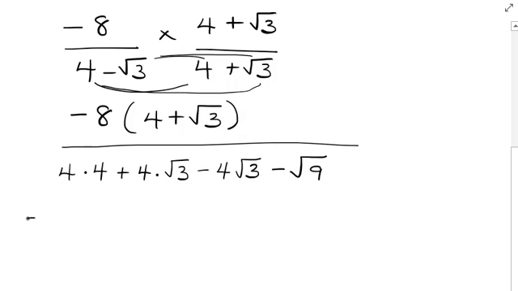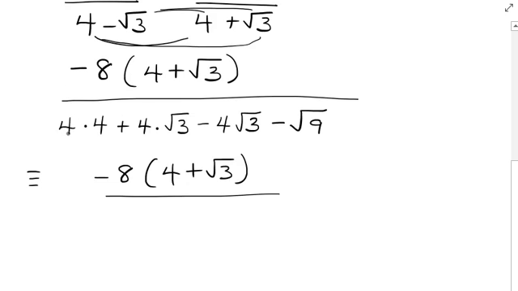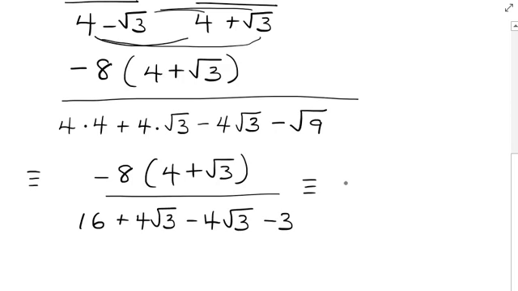Now let's simplify further. So 4 multiplied by 4 is 16. 4 multiplied by root 3 is plus 4 root 3. Then minus 4 multiplied by root 3 is minus 4 root 3. Then square root of 9 here is 3, so minus 3. So let's simplify further. Minus 8 into bracket 4 plus root 3 all over 16.